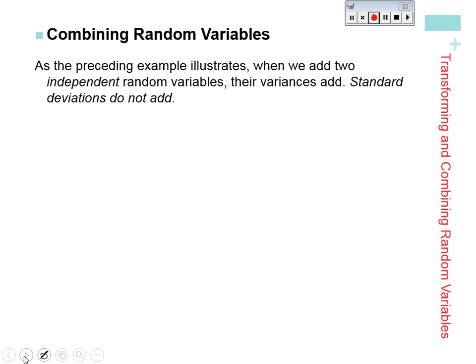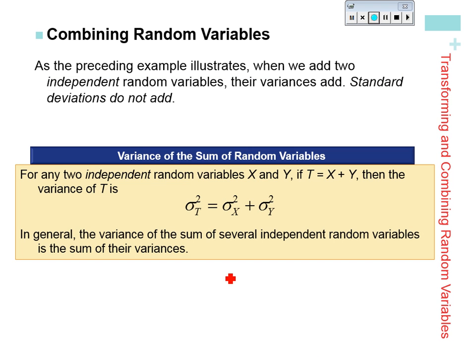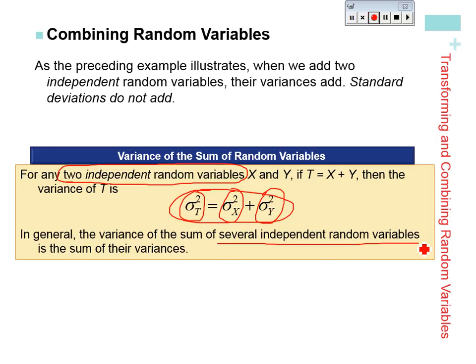So in terms of a formula, it says here, for any two independent random variables, and the key to remember is that the variables have to be independent in order for this formula to work, the combined standard deviation squared is equal to the standard deviation squared of x plus the standard deviation squared of y. In general, the variance of the sum of several independent random variables is the sum of their variances. So this standard deviation squared, once again, is just another word for the variance.